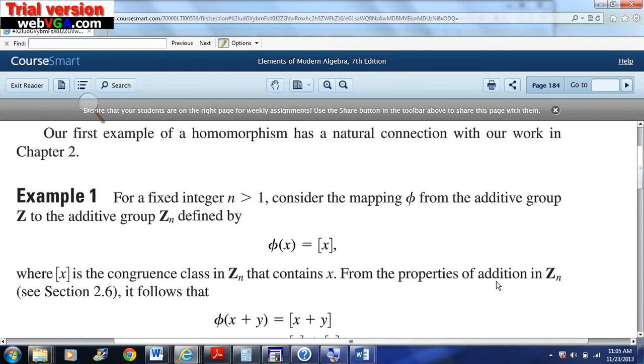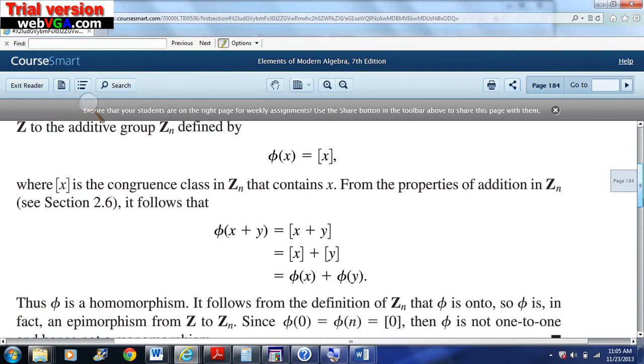From the properties of addition in Z sub n, section 2.6, it follows that phi of the quantity x plus y is equal to the class x plus y. And that's the property that we had when we discussed classes.